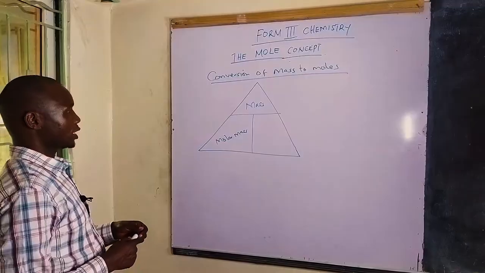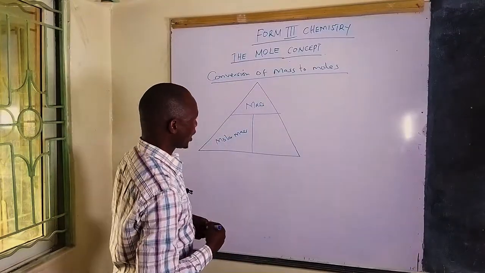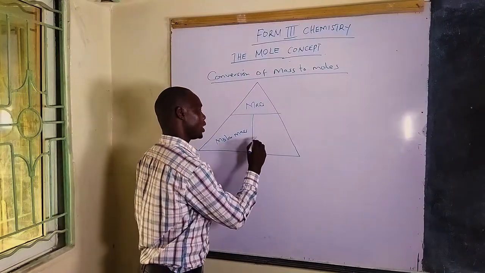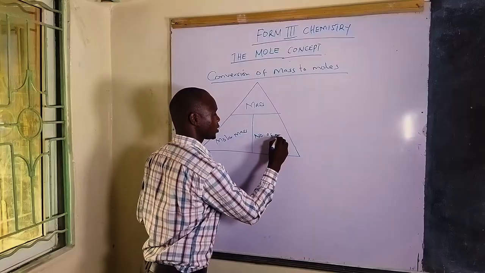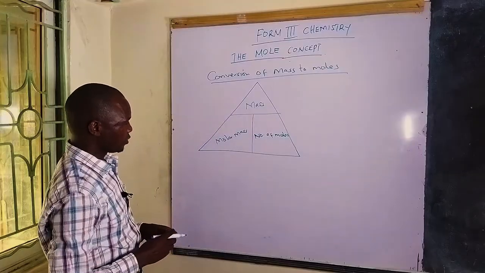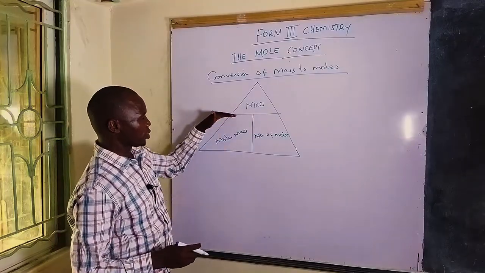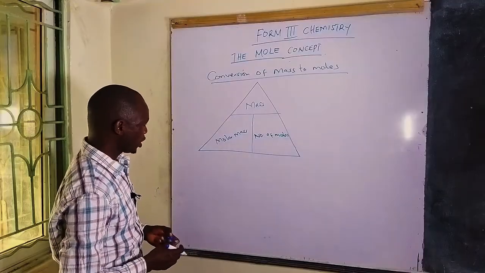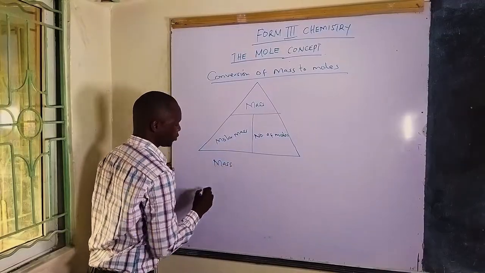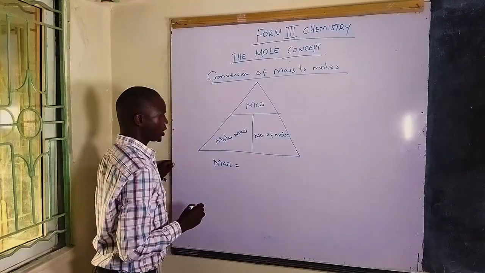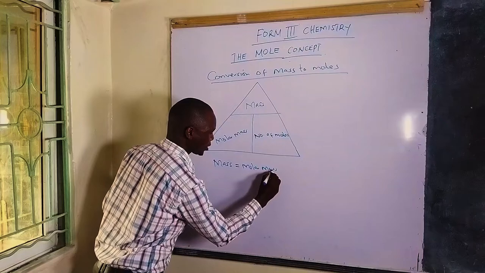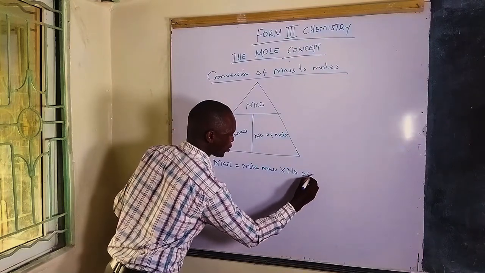To help us understand how we convert mass to moles, we are going to use this triangle where we have the mass, the molar mass, and the number of moles. The vertical line means multiplication and the horizontal line means division. That is to say, if you want to find the mass of any substance, you take the molar mass and multiply by the number of moles.